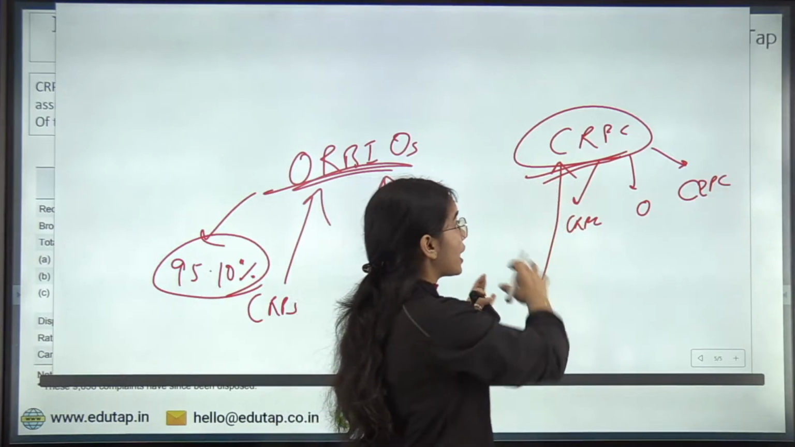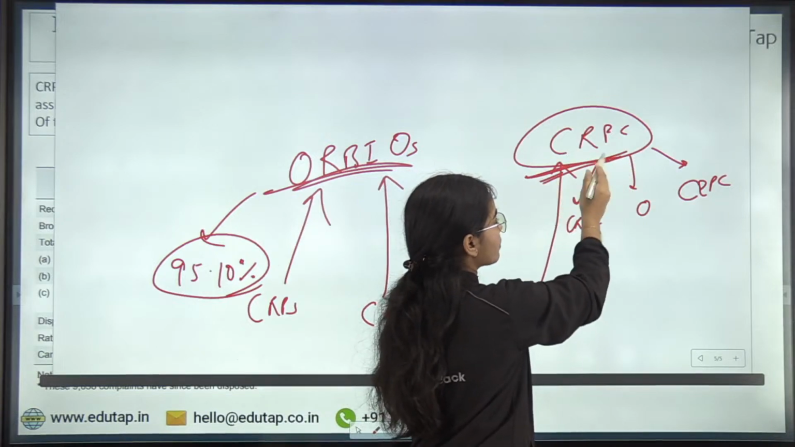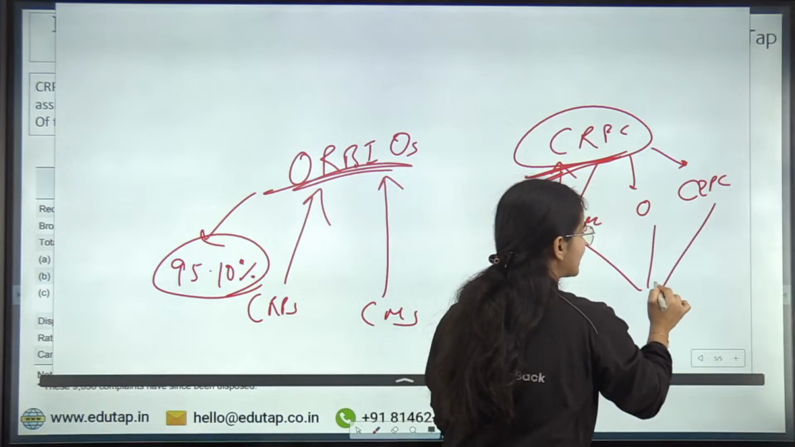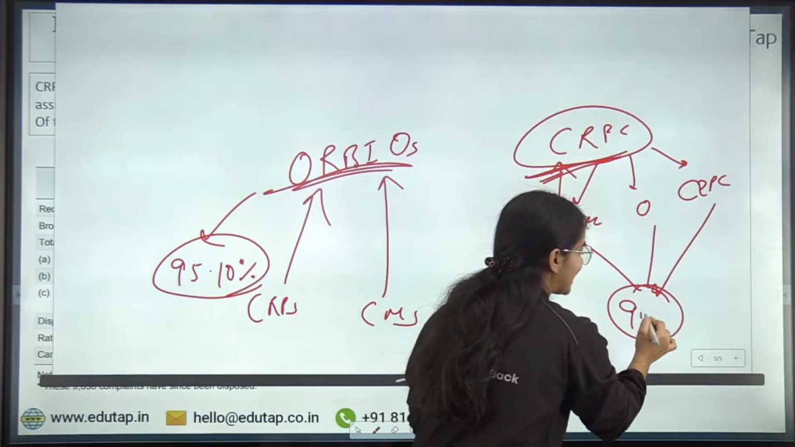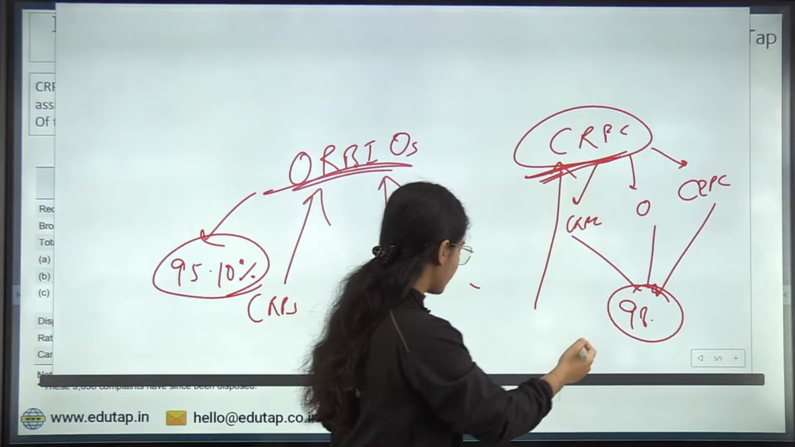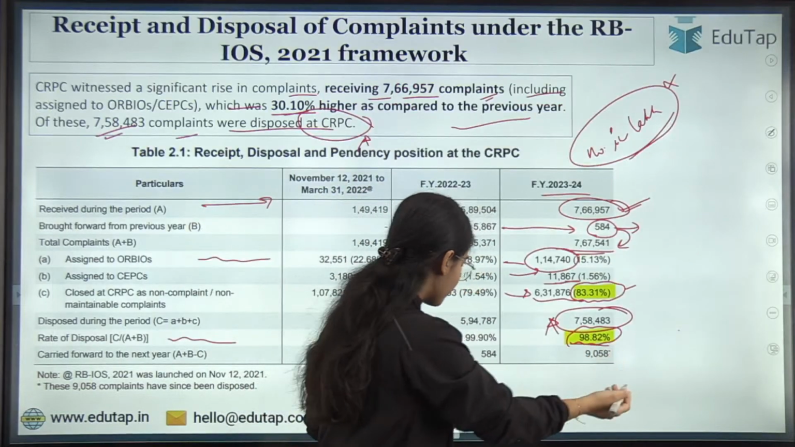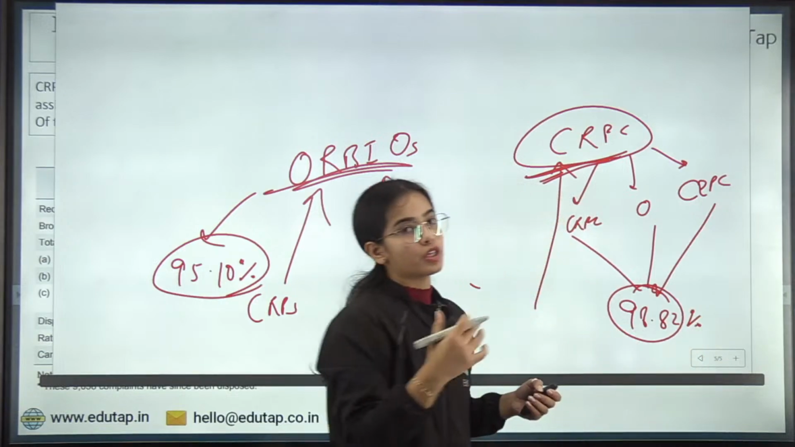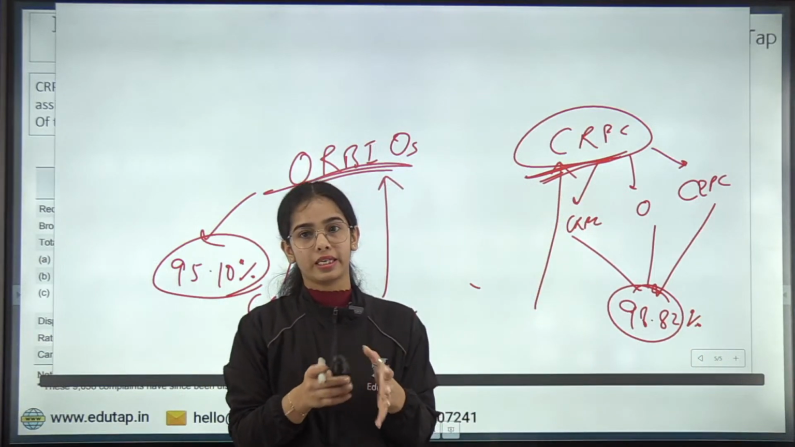Out of all the complaints received by the CRPC, all these entities combined resolved 98.82% of the complaints. I hope this is clear.